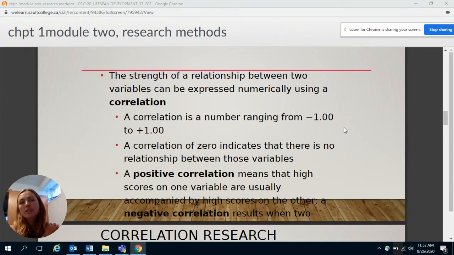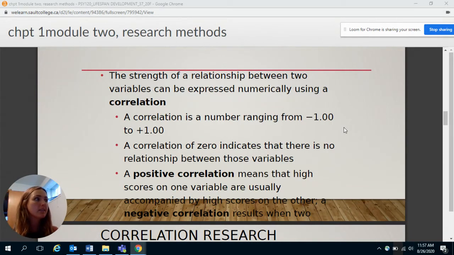So for instance, say we were looking at correlation between studying and test grades. So you might predict that there would be a positive correlation between the amount of time that you study and the grades that you're going to receive on your next test. So one variable would be studying. So as studying increases, the other variable, which would be test scores, would also increase, right? So you would see a positive relationship between those two variables.